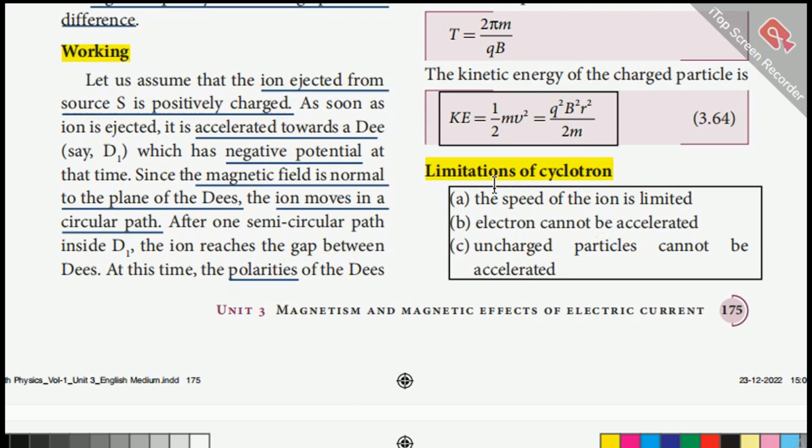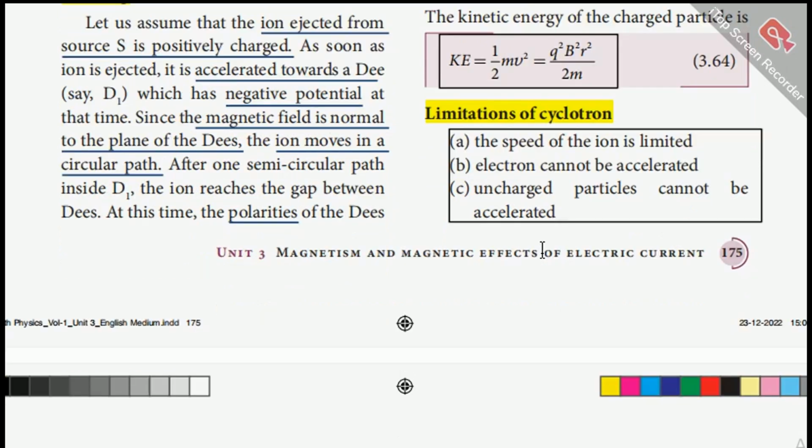But there are certain limitations of using the cyclotron. Let us see what they are. The first one is that the speed of the ion is limited. The electron cannot be accelerated as it will gain mass. Uncharged particles cannot be accelerated. So these are the limitations of the cyclotron.